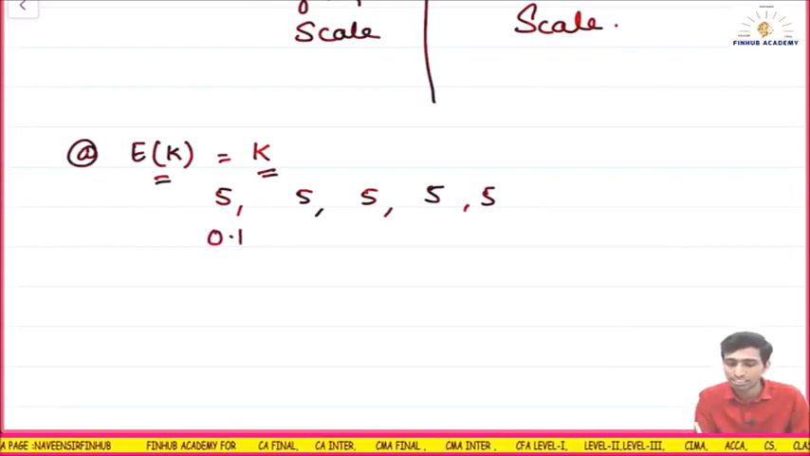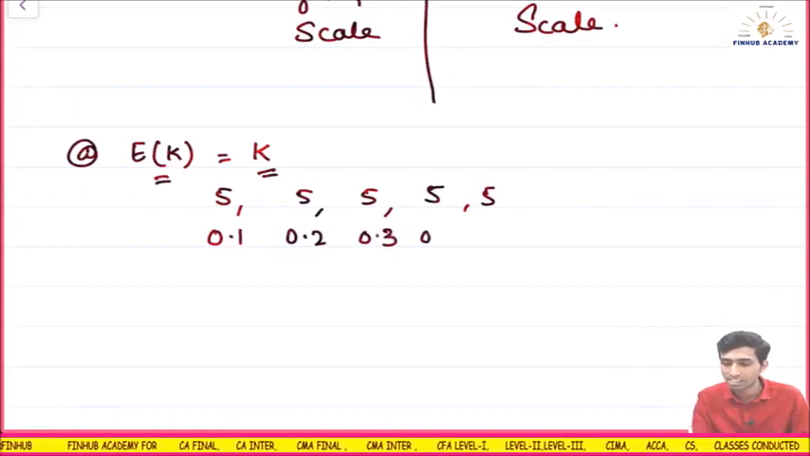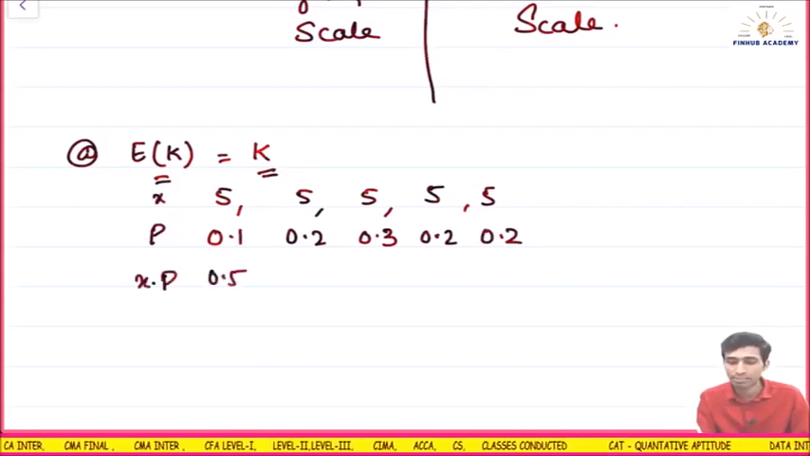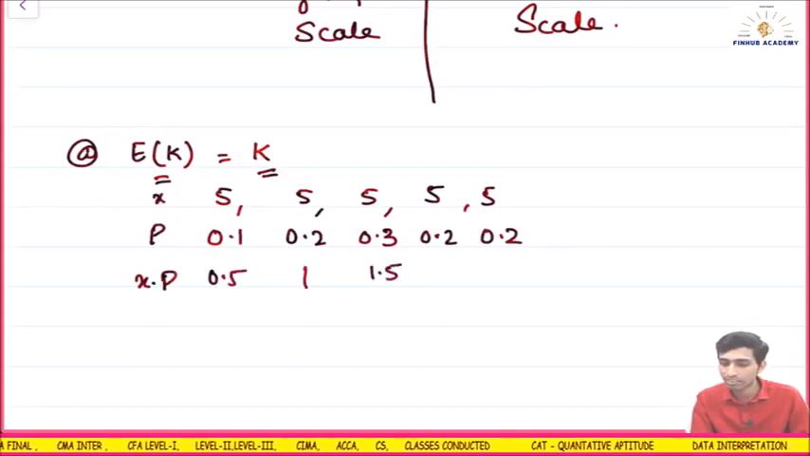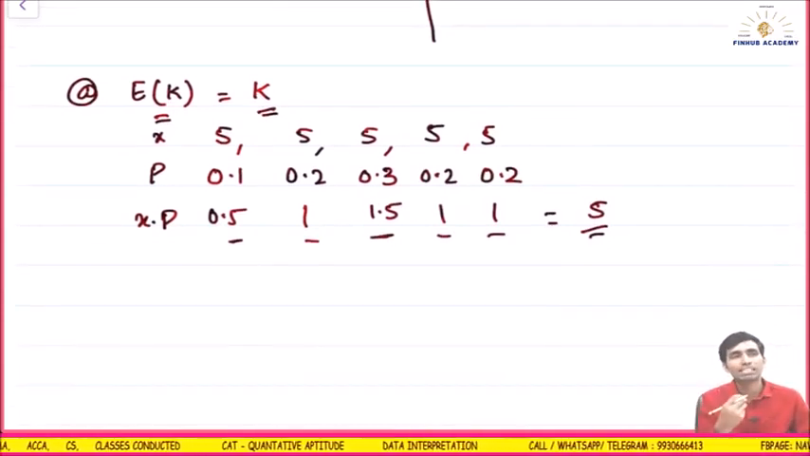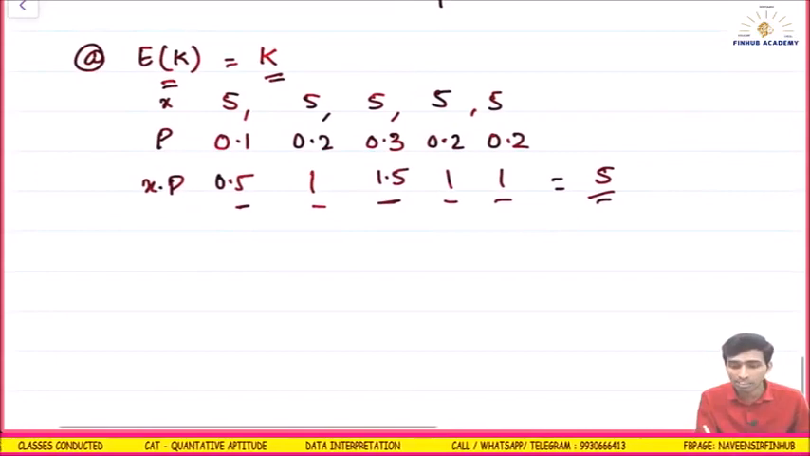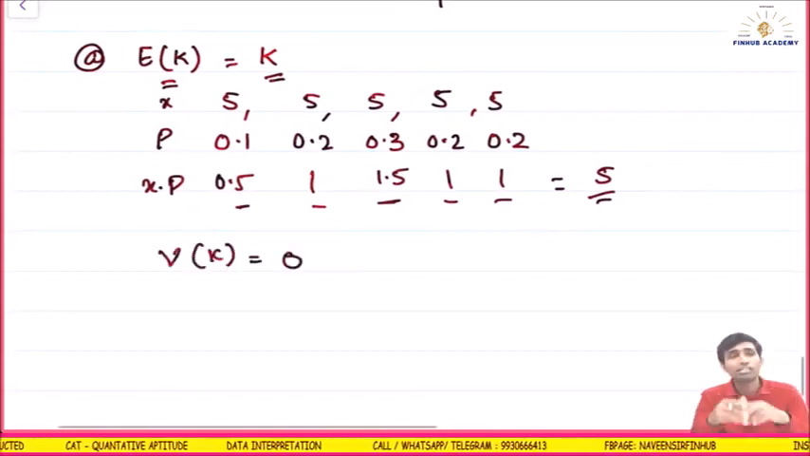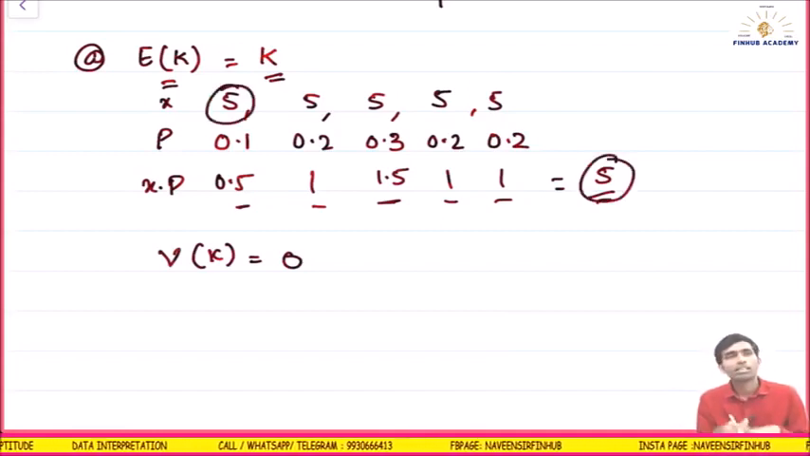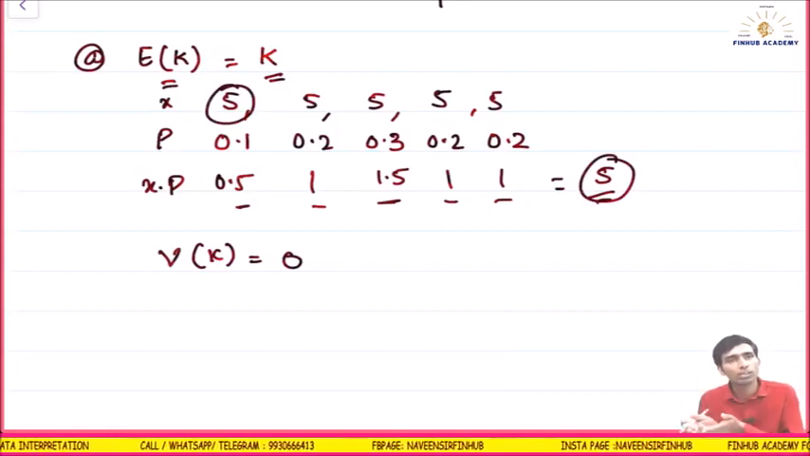If at all you want to calculate it, let's say this is 0.1, 0.2, 0.3, 0.2, 0.2, let's say this is probability. So what I do, x into p, and then I take the summation. So this is 0.5, 5 into 0.1, this will be 1, this is 1.5, this is 1, and this is also 1. Take the total, 3 plus 2 is 5. So ultimately if there is a constant number, I take the expected value, it will be the same constant. What will be the variance? Variance of this k is nothing but 0, because there is no deviation. 5 minus 5, x minus x bar, 0, the whole square, 0 into probability, 0.